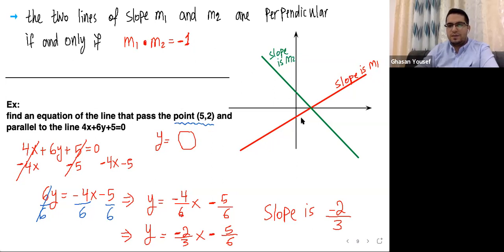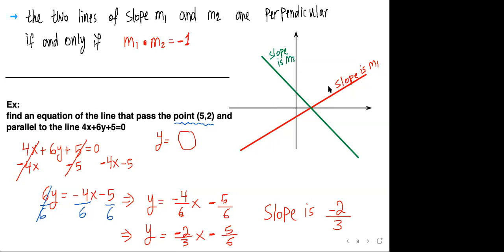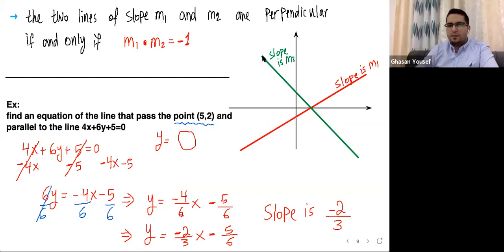In the question, they give me the red one, the slope of the red one. Now, the question is to find the equation of the green line. Suppose the green line passes through the point 0, 0. How can we find the slope of the green line? I know the formula: if I have m1 times m2, the multiplication of both slopes gives me -1.